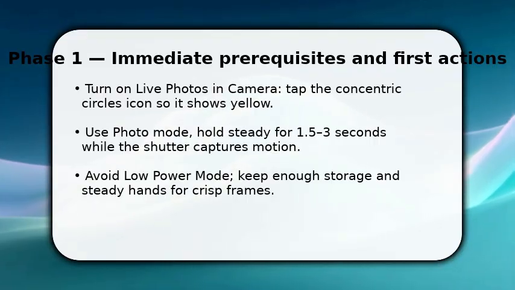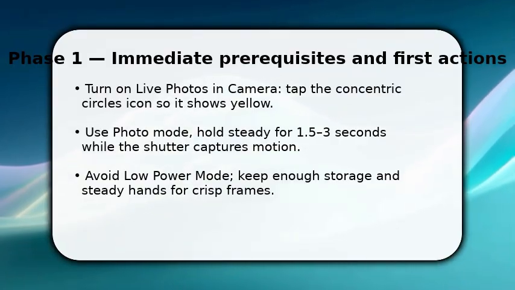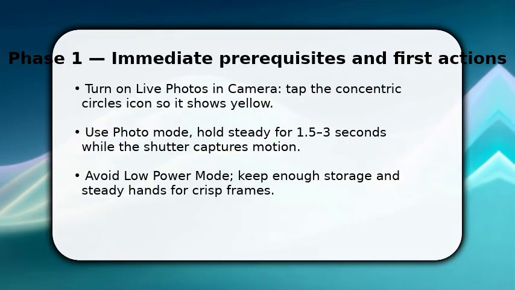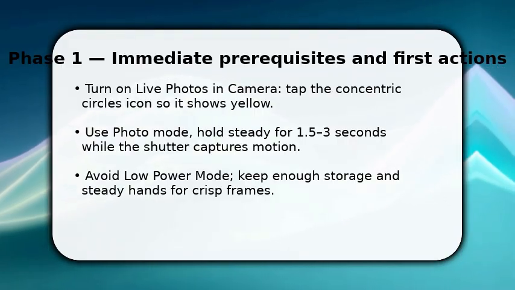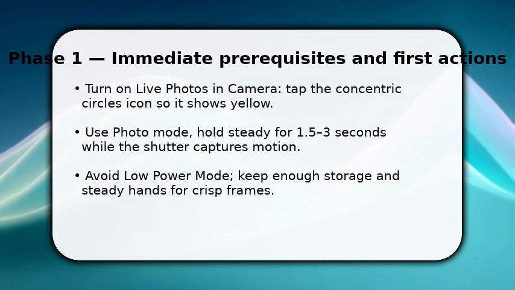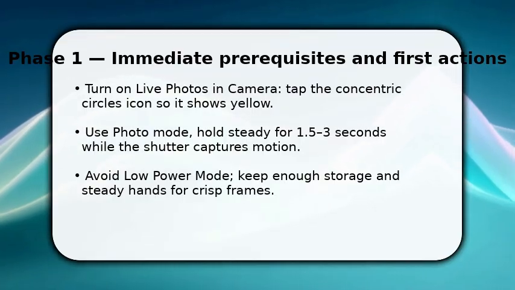You'll start by enabling live photos in camera. Tap the concentric circles icon until it's yellow. Once done, choose photo mode and press the shutter. Hold your iPhone steady for about 1 to 3 seconds so the phone captures the motion frames.